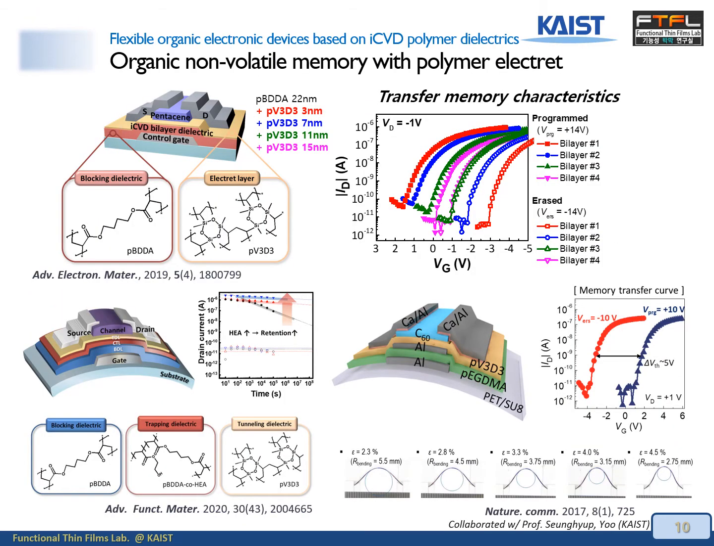In addition, the iCVD dielectric film is utilized to develop memory devices. The iCVD process is effective to fabricate low voltage operation devices by thinning the dielectric layer, and it is possible to diversify the memory characteristics by tuning the polymer functionality. Recently, the development of various types of memory devices has been conducted, and applying them as neuromorphic devices is mainly in progress.